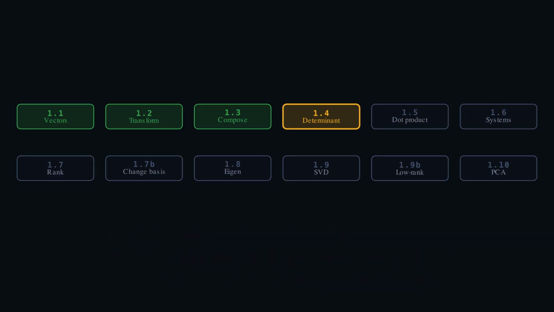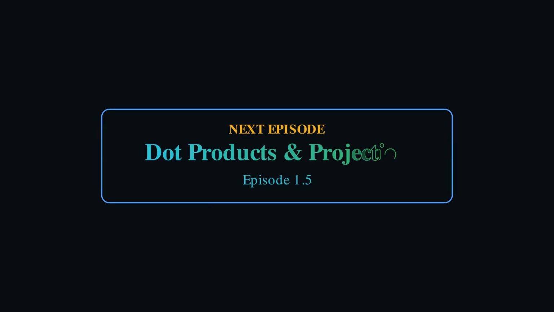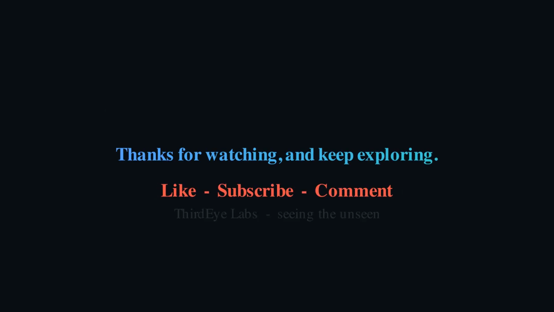We measured how much space stretches. Next stop on the map, how much do two vectors agree? That is a dot product, the engine behind similarity and attention. Next, the tiny operation that tells you how much two vectors agree, the engine behind similarity, attention, and every recommendation you have ever gotten. Thanks for watching and keep exploring. Next time, dot products and projection.